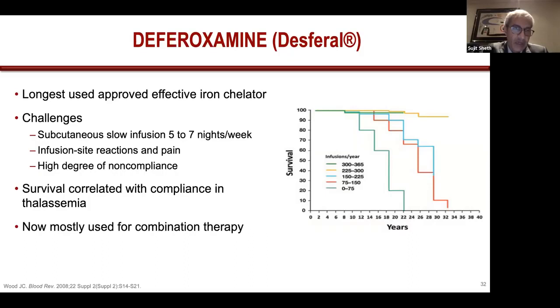So deferoxamine is the longest used approved effective iron chelator. The challenges, as I mentioned already, because of the route of administration, are that it can lead to significant infusion site reactions and pain and a high degree of non-compliance at the same time. Studies have shown that survival of individuals with thalassemia was directly correlated with compliance with their iron chelation therapy. So that's the lifeline. That's what keeps them going and keeps them from having morbidities and mortality. And now it's mostly used for combination therapy because it's not used as a primary chelator anymore, and is used in combination with either of the other chelators to enhance the iron excretion and more aggressively reduce the systemic iron burden.